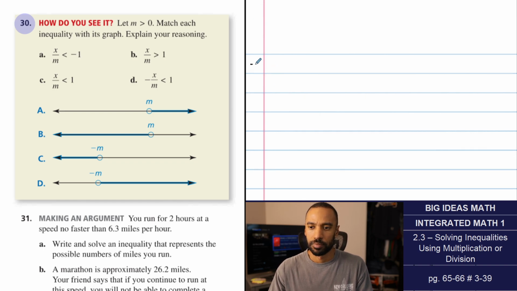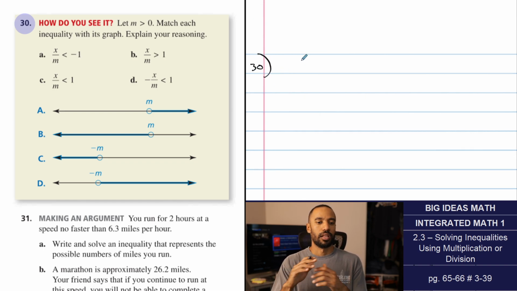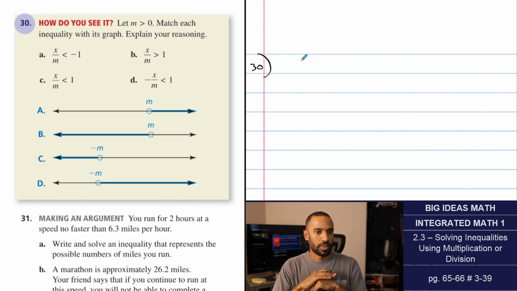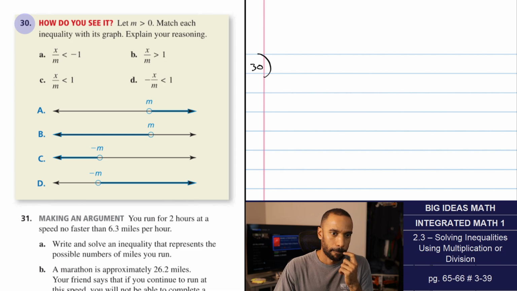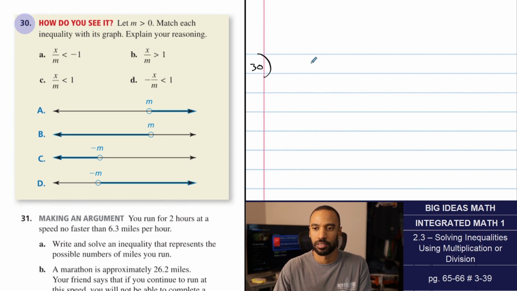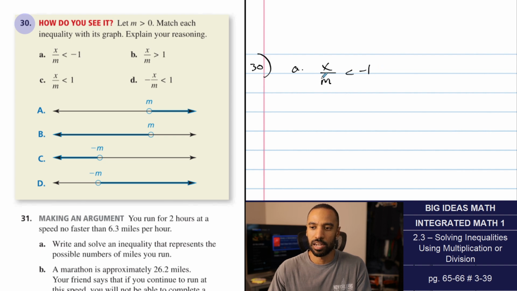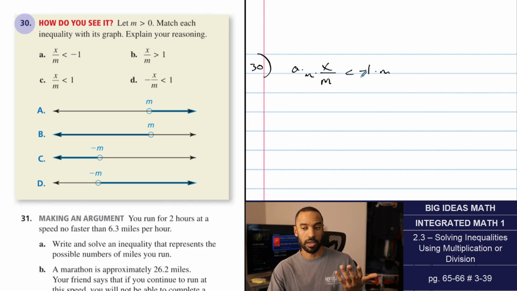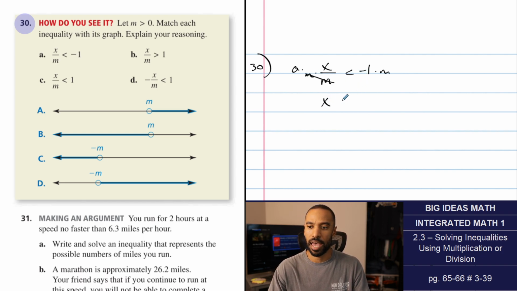Number 30. Let M be greater than 0. Match each inequality with its graph. Explain your reasoning. So with any of these problems, let me write this out. X over M is less than -1. When I multiply both sides by M, and M is a positive number, X would be less than -M. So that graph would be C.